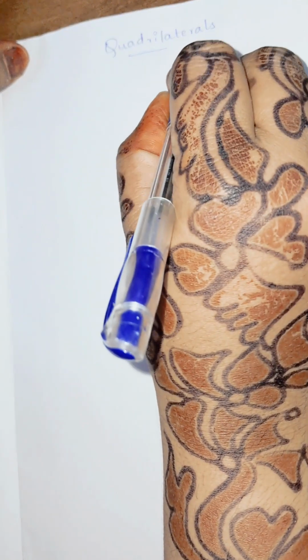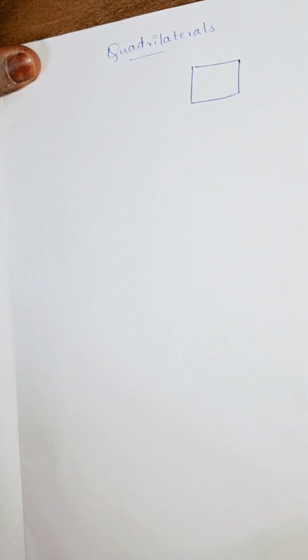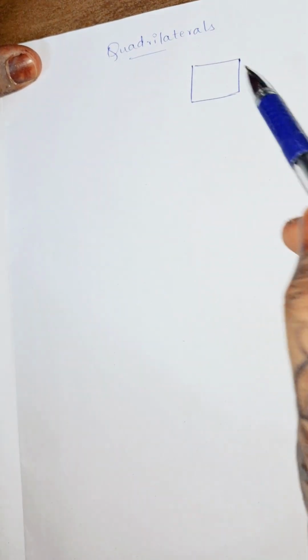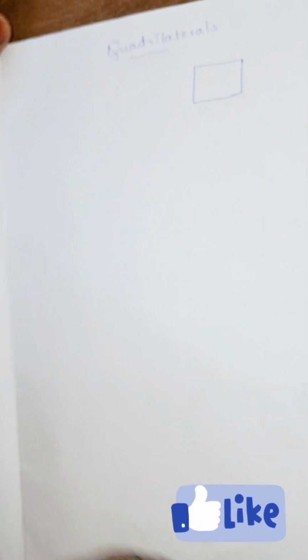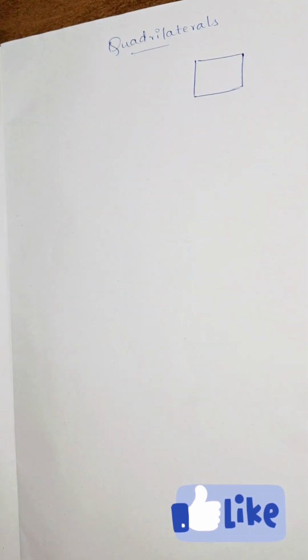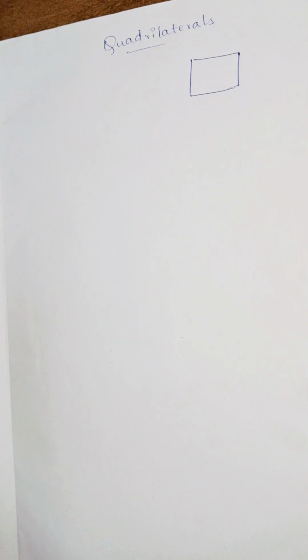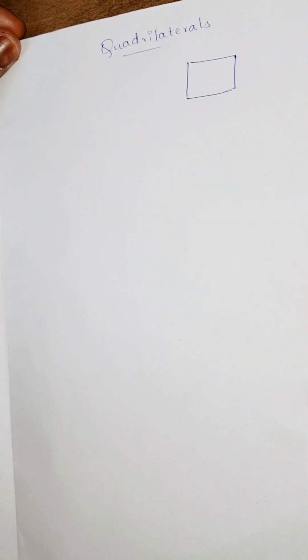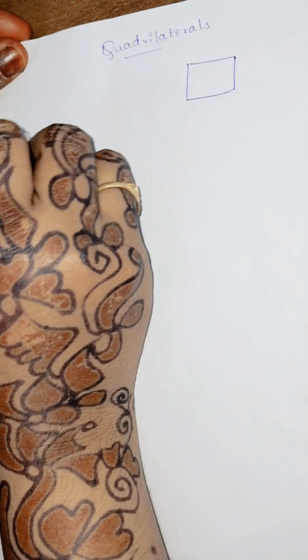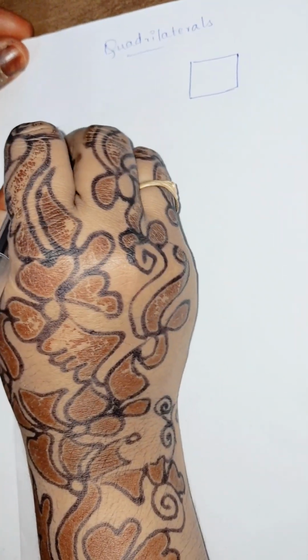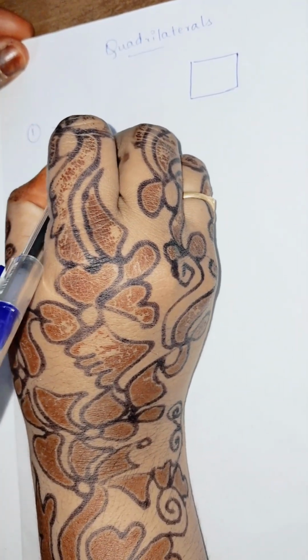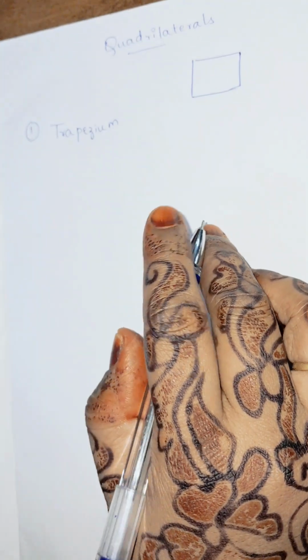A quadrilateral is nothing but a simple closed figure bounded by 4 line segments, any 4 line segments, but it should be 4. Any closed figure which is bounded by 4 line segments, we call it a quadrilateral. In quadrilaterals we have different types. The first is trapezium. In a trapezium, one pair of opposite sides will be parallel.